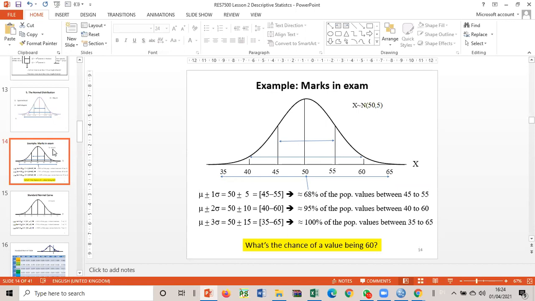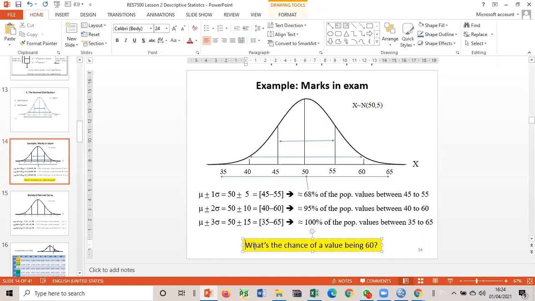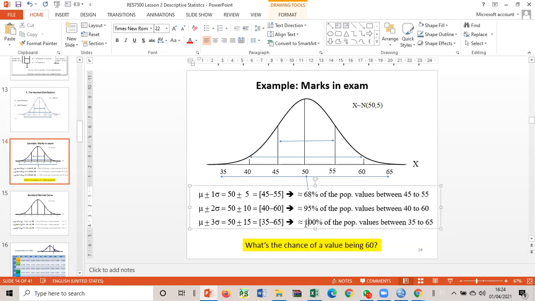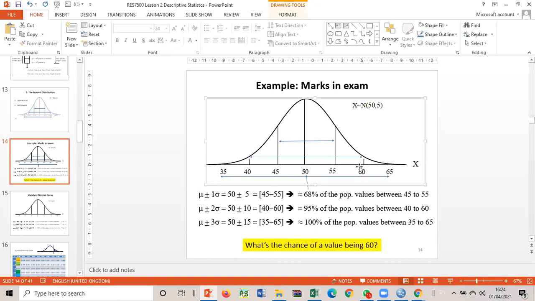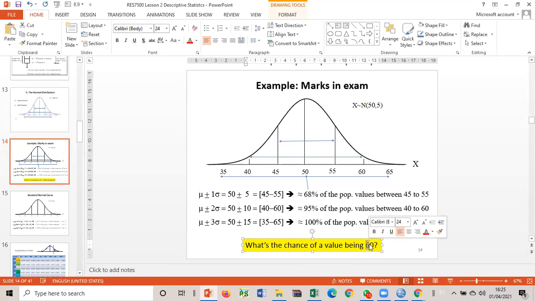What's the normal body temperature? Now, before this, what are the chances of the value being 60? Based on this, what are the chances of the value being 60? 60 is here, right? 95%, roughly. What about the chances of 80?